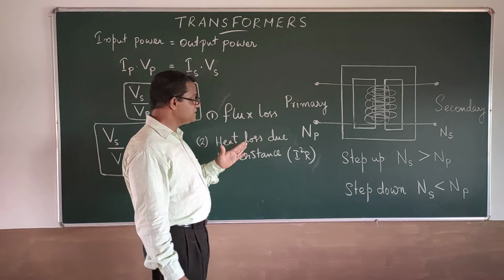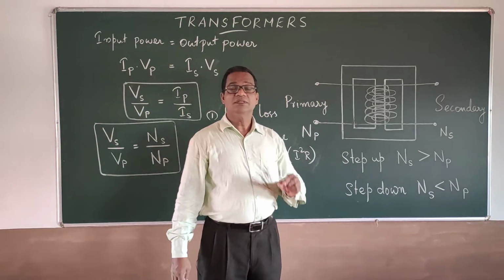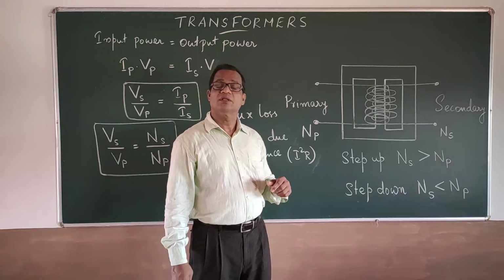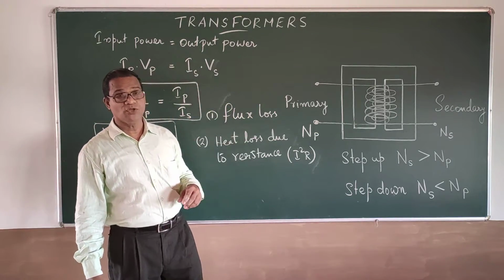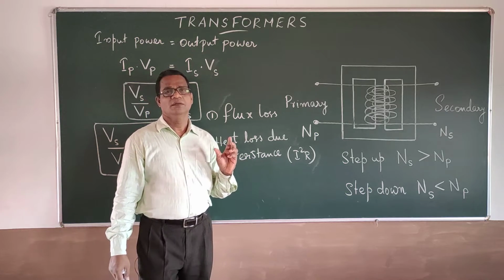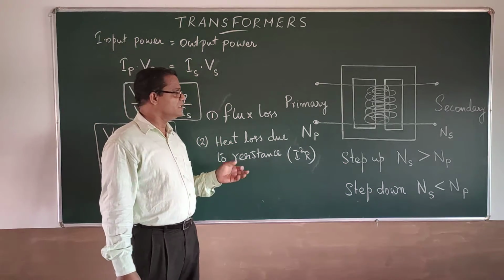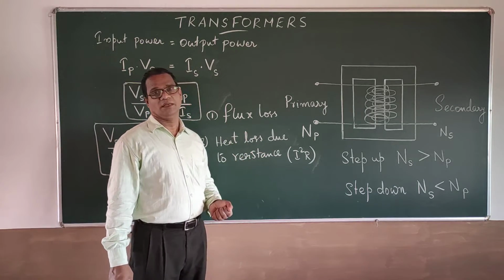So how to minimize that loss? It's very simple. Use thick copper wire for the windings. That doesn't mean that you will make the thickness very large, but an appropriate thickness should be considered. With that we can minimize the heat loss.